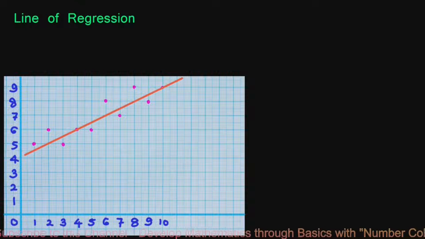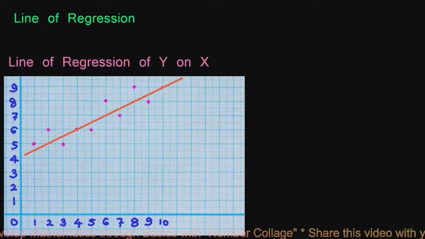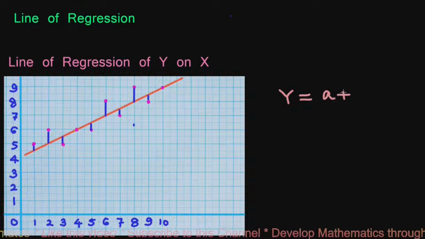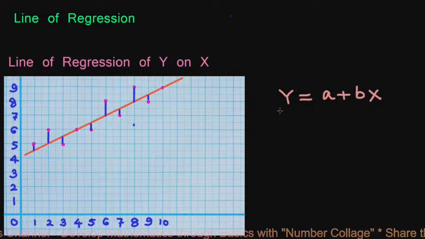We have to draw two lines of regression. The first being the line of regression of y on x. In this, we minimize the deviations of the points from the line vertically along the y-axis to get a line called the line of regression of y on x. The equation of this line is written as y equals a plus bx, and it is used to estimate the value of y for a given value of x.